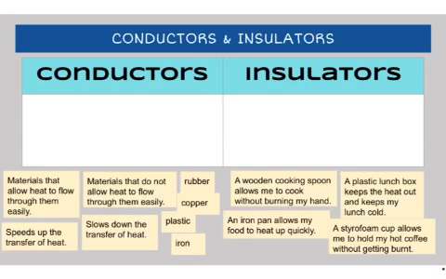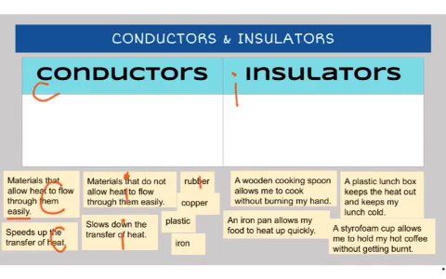Conductors and insulators. We're going to use a C for conductors and an I for insulators. So materials that allow heat to flow through them easily, that would be a conductor. Materials that do not allow heat to flow through them easily would be an insulator. They insulate the heat and don't allow it to flow quickly. Speeds up the transfer of heat, that's a conductor. Slows it down would be an insulator.